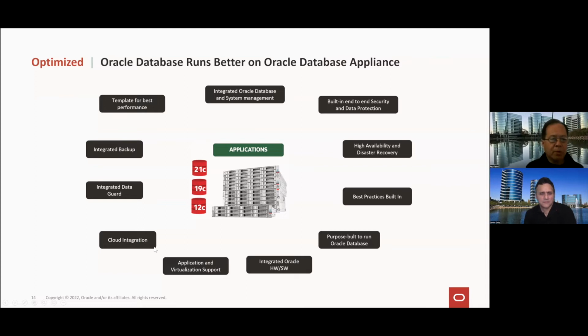The next value proposition is being optimized for Oracle Database. So what does that mean? That means the Oracle Database Appliance is designed by the Oracle Database group. So we know how to optimize running the database on Oracle Database Appliance. So here are some examples, right? Let's just take a few. For example, we designed these database templates. So as you create a database, you use these templates so that Oracle Database is set up optimally to run on the Oracle Database Appliance.